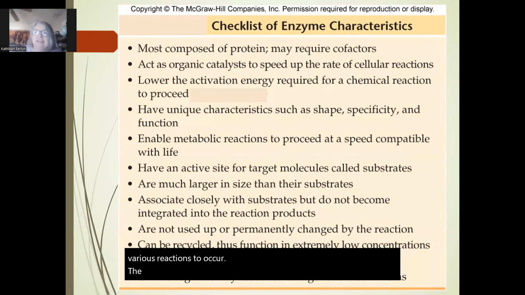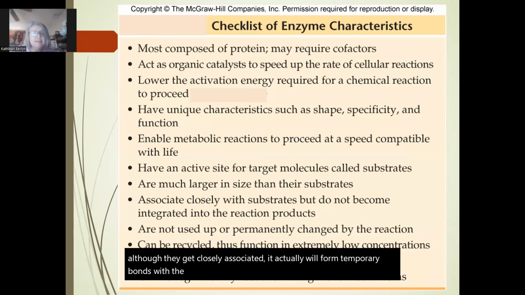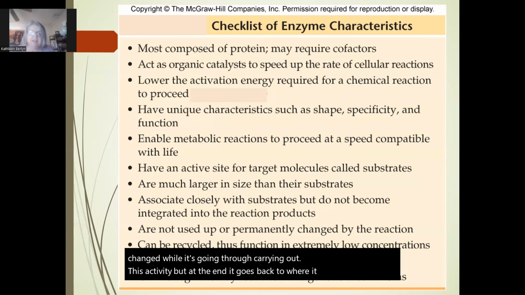They have an active site for targeting molecules that we call substrates. So the substrate is what's being targeted by the enzyme. And although they get closely associated, it actually will form temporary bonds with the substrate. They don't become integrated or part of the reaction products. So the enzyme might be temporarily modified or changed while it's carrying out its activity, but at the end, it goes back to where it started. Not permanently changed.